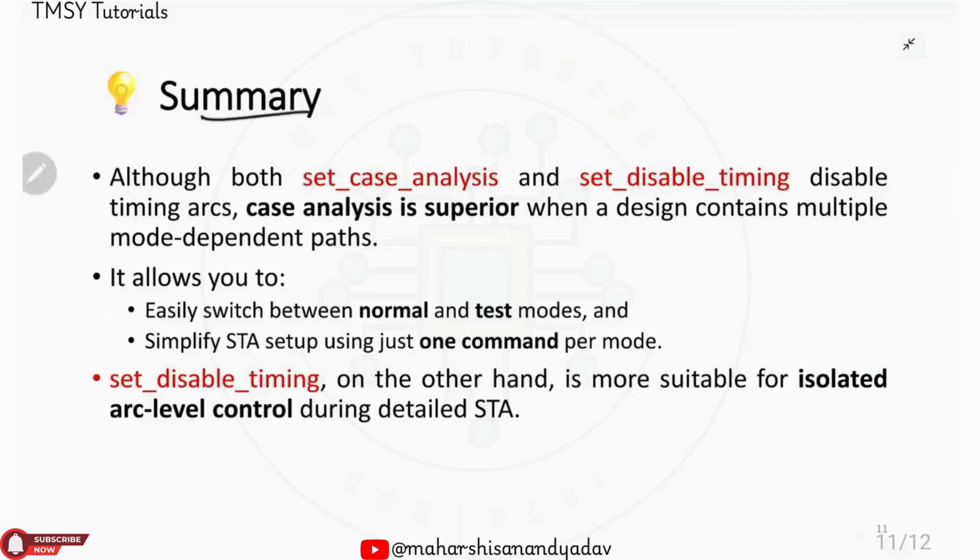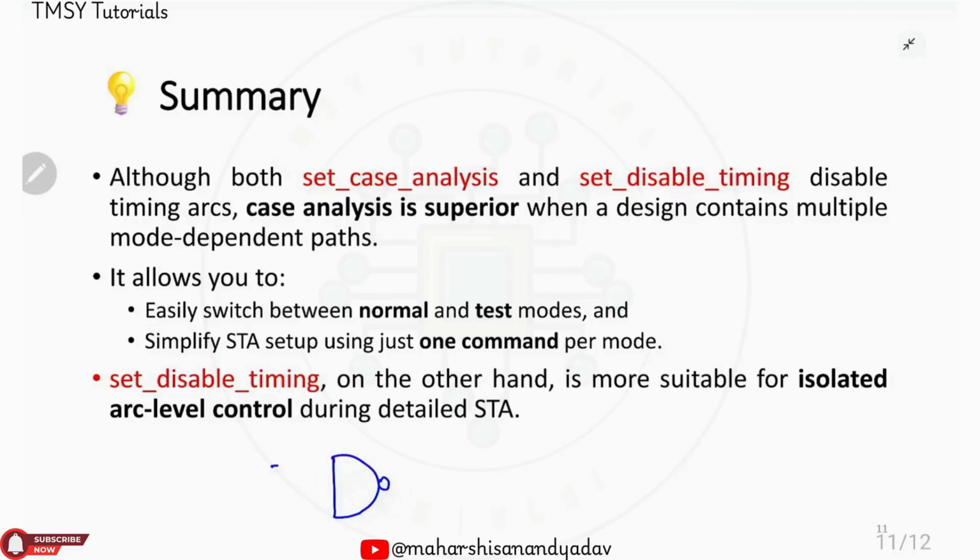So coming to the final summary, although both set case analysis and set disable timing disable timing arcs, case analysis is superior when a design contains multiple mode dependence. Means whenever it contains function mode and scan mode, go for set case analysis. It allows you to easily switch between normal and test mode and simplify STA setup using just one command per mode. Whereas set disable timing, on the other hand, is more suitable for isolated arc level control during STA.